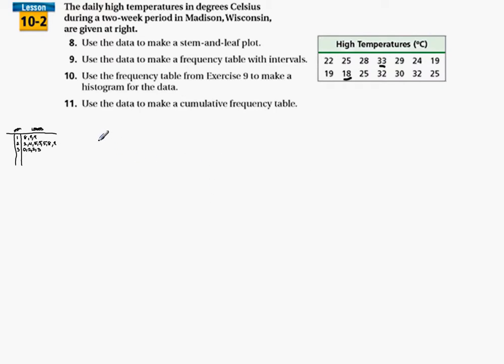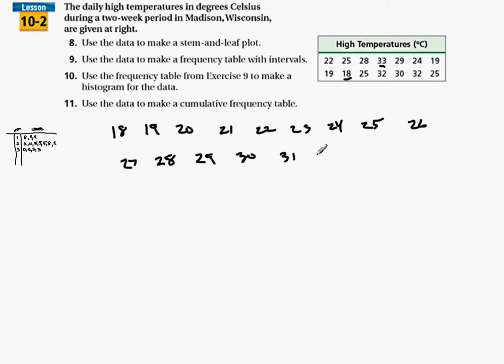So if I laid those out, let's just number them: 18, 19, 20, 21, 22, 23, 24, 25, 26, 27, 28, 29, 30, 31, 32, 33. What's the length of my scale? 1, 2, 3, 4, 5, 6, 7, 8, 9, 10, 11, 12, 13, 14, 15, 16. So I have a scale from 18 to 33 that includes 16 numbers.